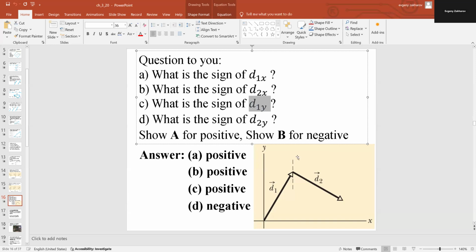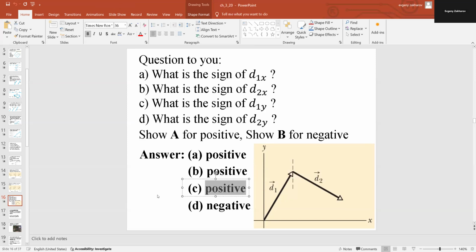d sub 1y. So d sub 1, projection onto the y-axis. This is the initial. This is the final. See how it is pointing upward. The component of d1 onto the y-axis points upward. And that's my choice for the positive direction for the y-axis, so it's got to be positive as well.